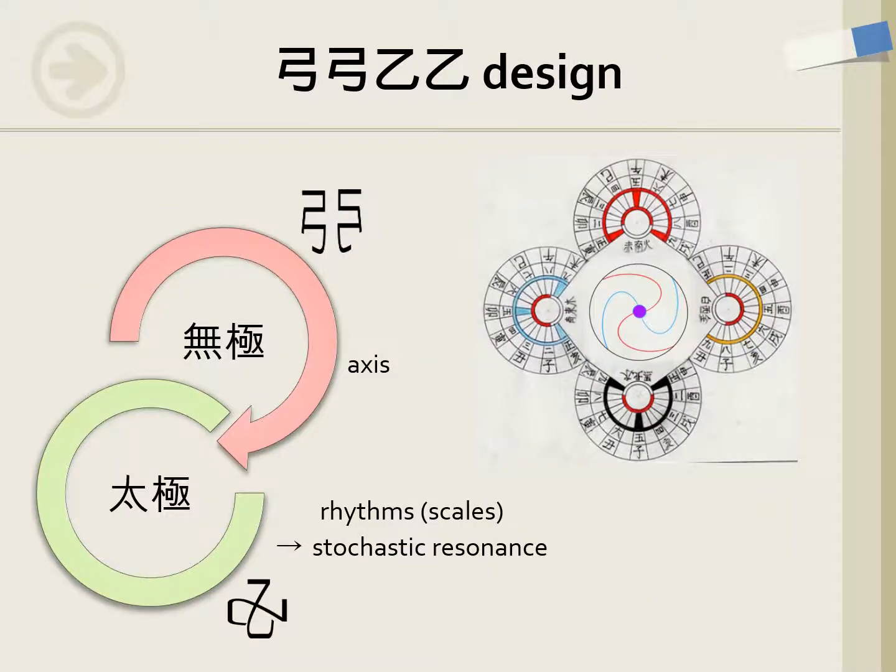Taken together, 궁궁 of yellow river diagram makes axis. 을 of Luo river writing makes rhythms. They are Uchi and Taichi, and they work together. Please note that when I say Uchi and Taichi, I'm not talking about the structures at the cosmic level. What I'm talking about here is the contents and information in the brain. They are rhythms.